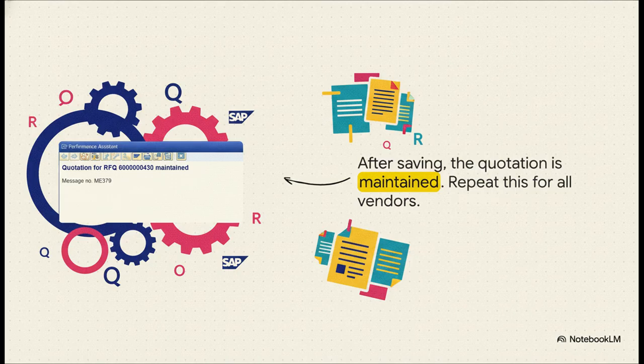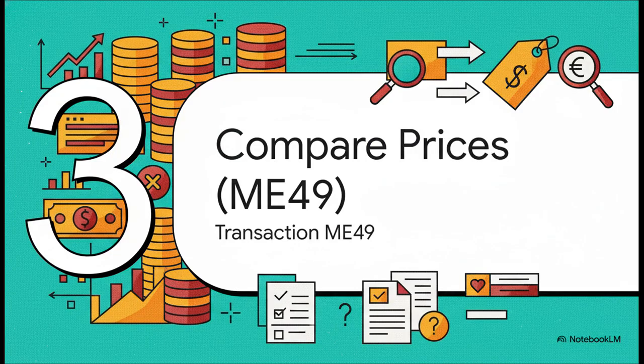Now we just rinse and repeat. For every single vendor who sent us a price, we're going to go through this exact same ME47 process. We're just populating the system with all the competing offers. All right, this is the moment we've been working towards. The bids are all in. It is time to put them head-to-head and finally see who's offering the best deal.